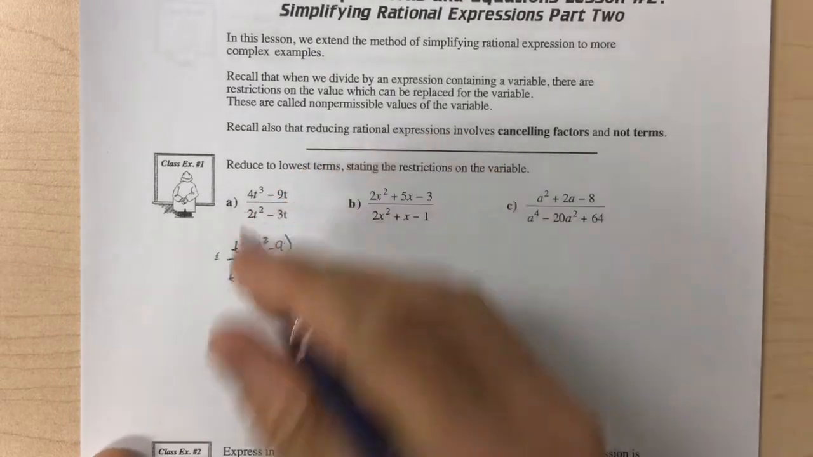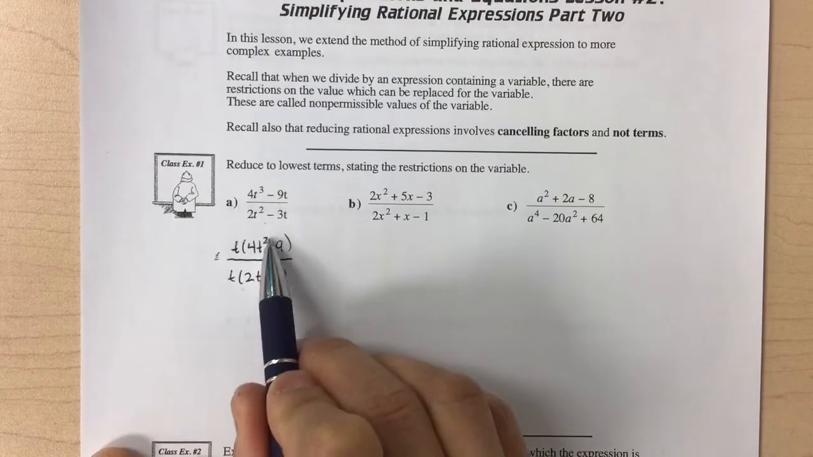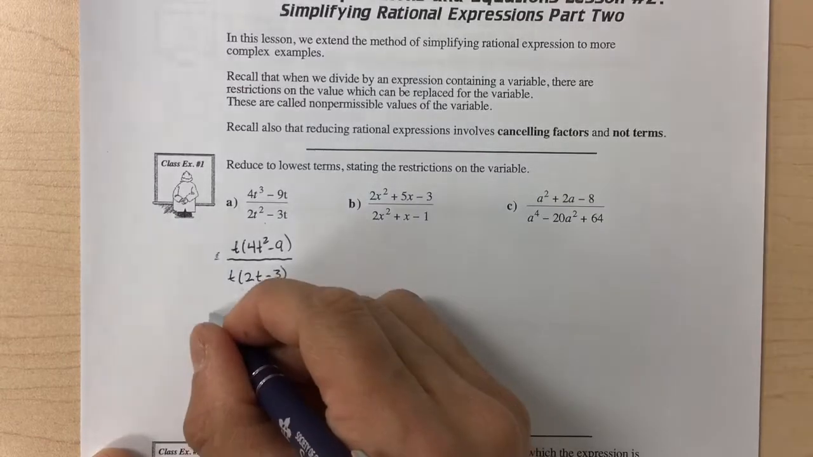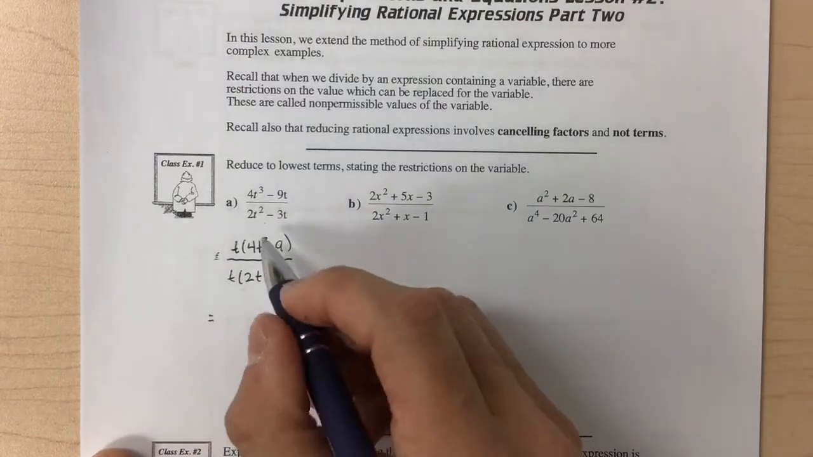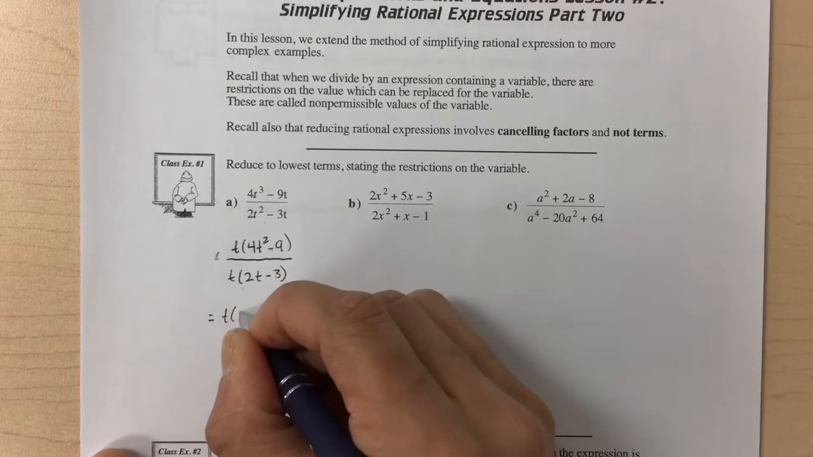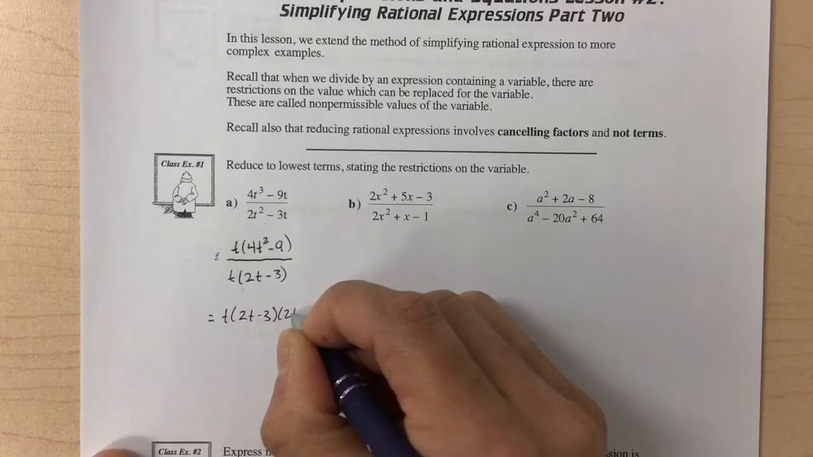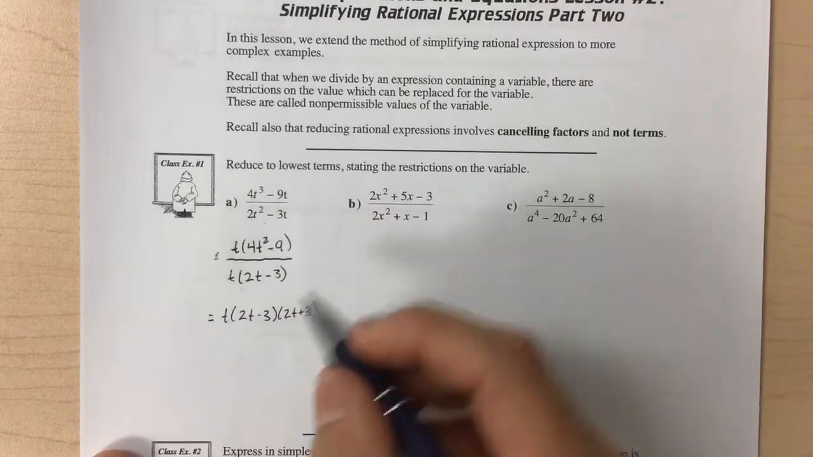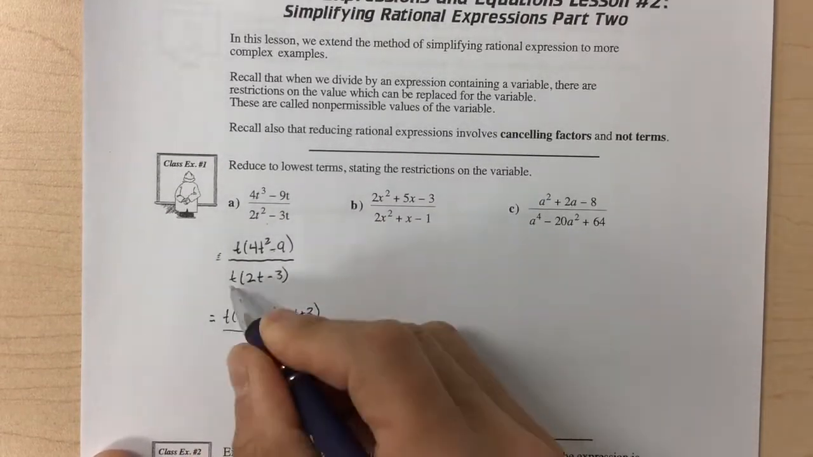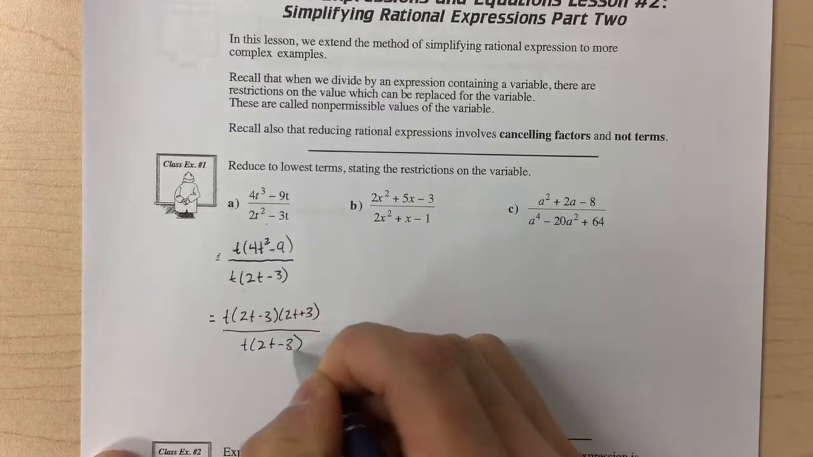Now, if I look at this 4t squared minus 9, 4t squared and 9 are both perfect squares. But it's also a difference of squares because that's negative. So this is going to be t times 2t minus 3 times 2t plus 3. And on the bottom, I have t times 2t minus 3.